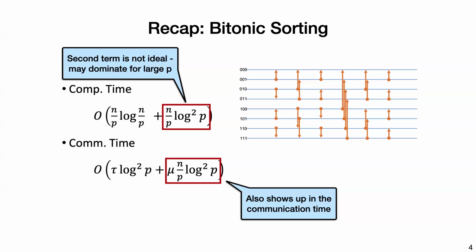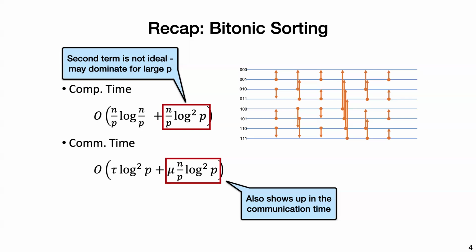So going back to this communication time, the way that we analyze it, there are log squared p columns in the sorting network. In each column, the processors are paired up with each other, and they have to do this exchange of n over p elements. So that's where this tau plus mu n over p comes from. This is just expanded out, but it's log squared p times quantity tau plus mu n over p.